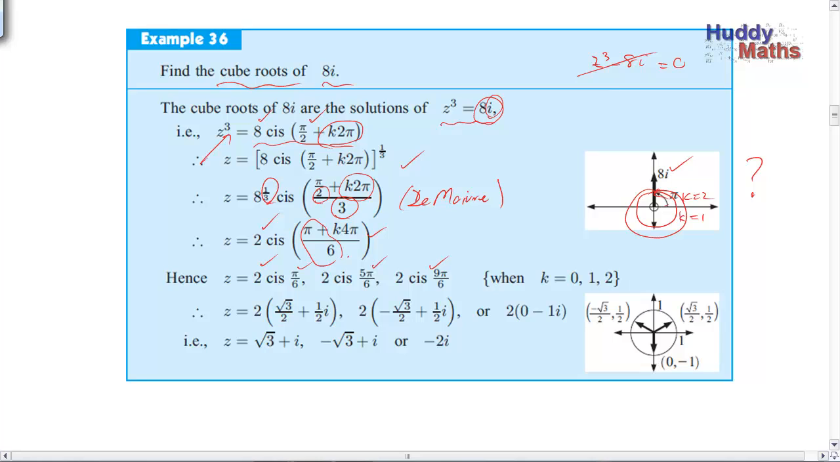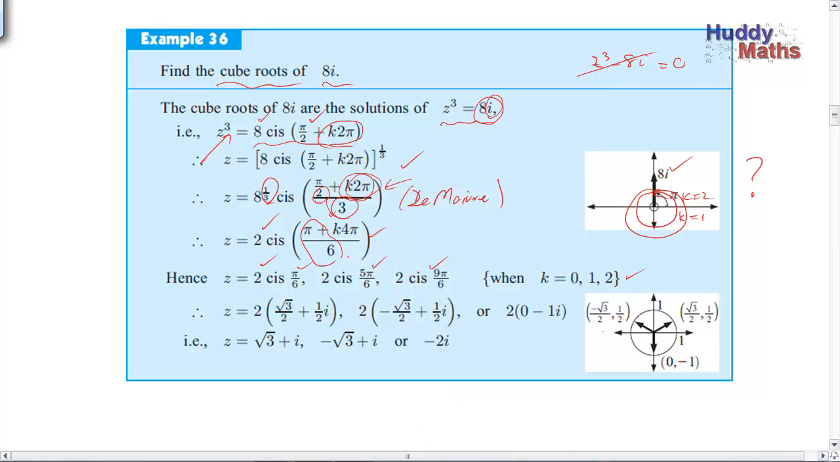So keeping it in pi on 6s isn't a bad idea. Okay, so just notice this step here. The 2 went down the bottom, so it's pi plus, but if it goes down the bottom, this has got to be 4 pi, so that when you divide it by that extra 2, it comes back to 2 pi. So just watch that now.